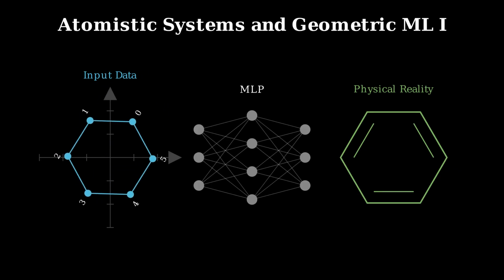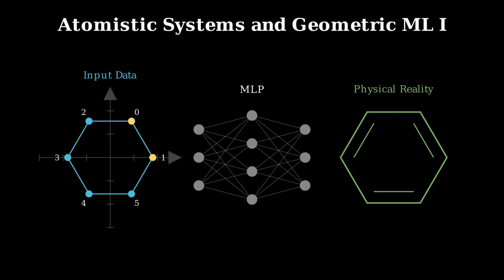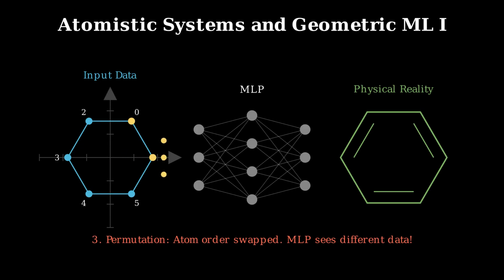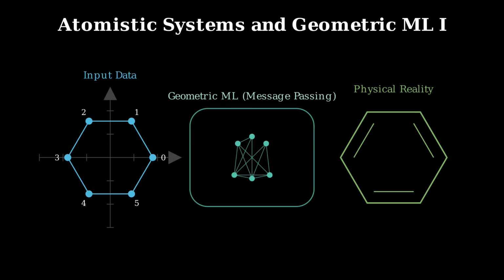What if we rotate it? Physically it's identical, but mathematically the input matrix is rotated. The MLP fails again. And what if we simply swap the order we feed the atoms into the network? The MLP treats permutation as completely different data. This is why we need geometric machine learning.